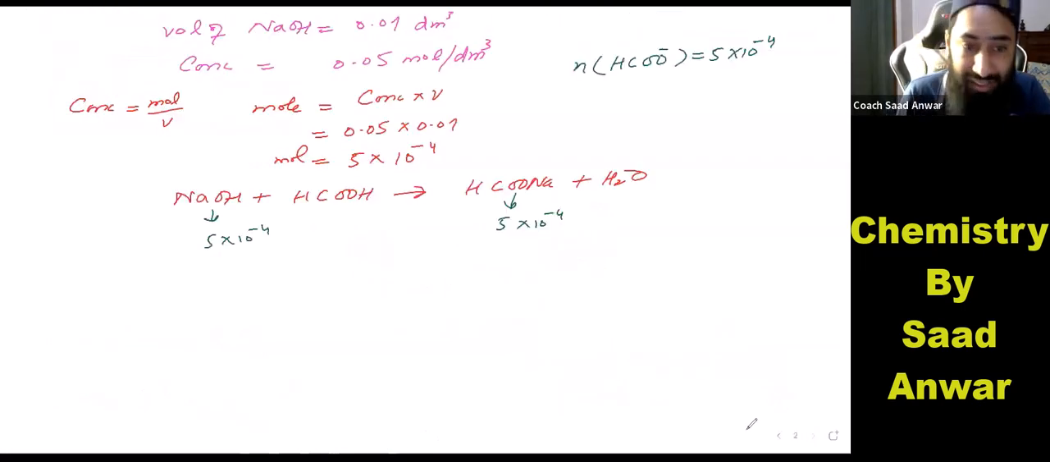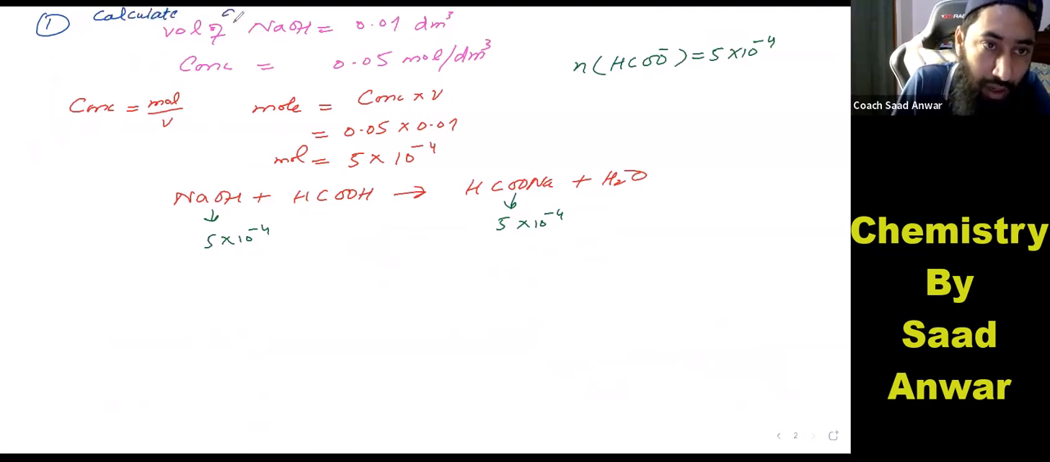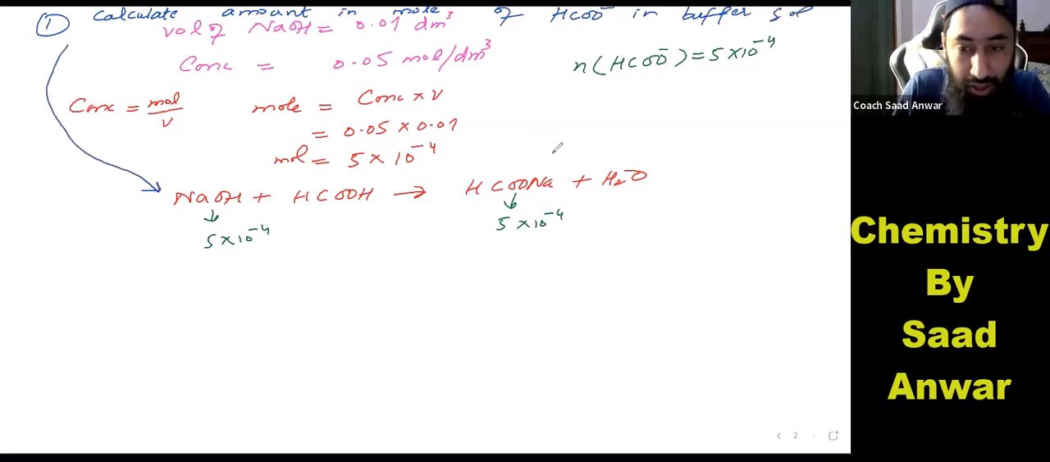I am struggling for this. So what I did here, we call it first step. The first step is to calculate the amount in mole of salt in the buffer solution. And this is done by partial neutralization.